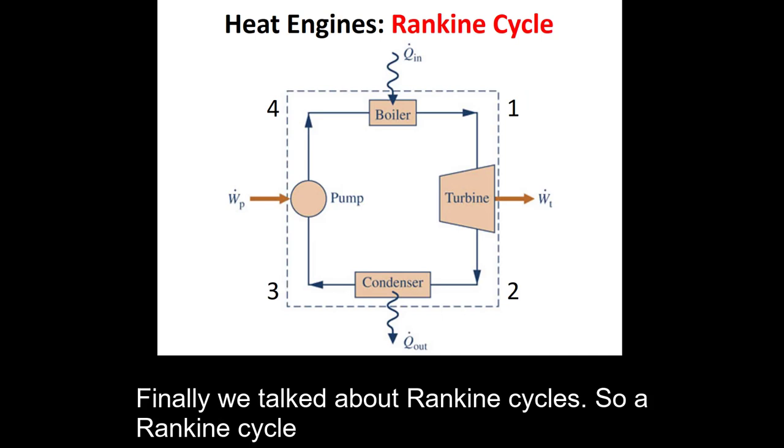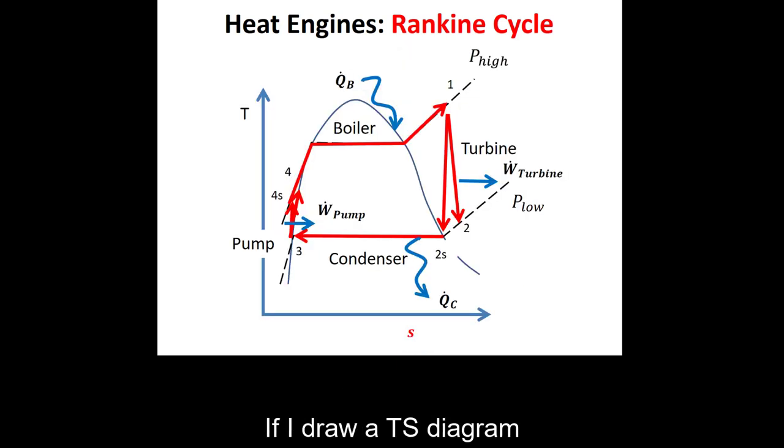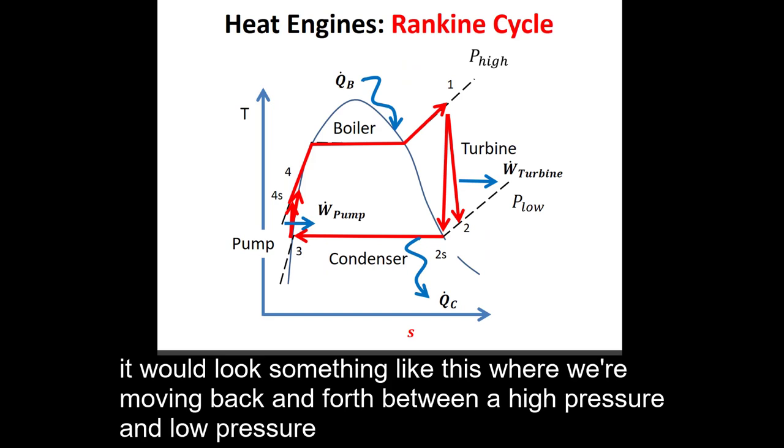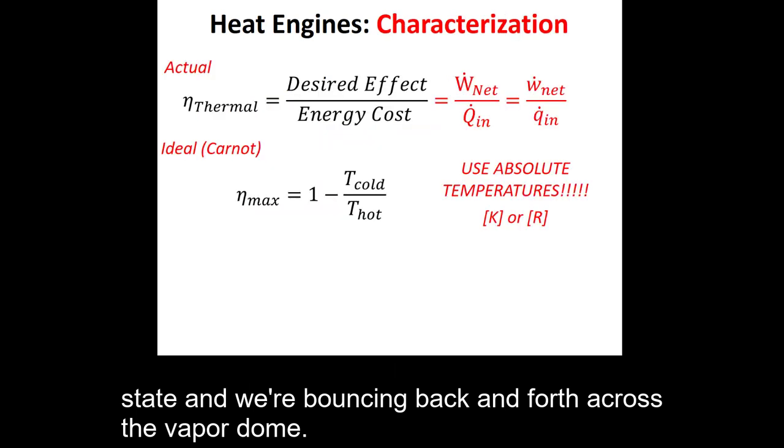Finally, we talked about Rankine cycles. So a Rankine cycle is a heat engine that's made up of at least these four components here. If I draw a TS diagram, it would look something like this, where we're moving back and forth between a high pressure and low pressure state, and we're bouncing back and forth across the vapor dome.